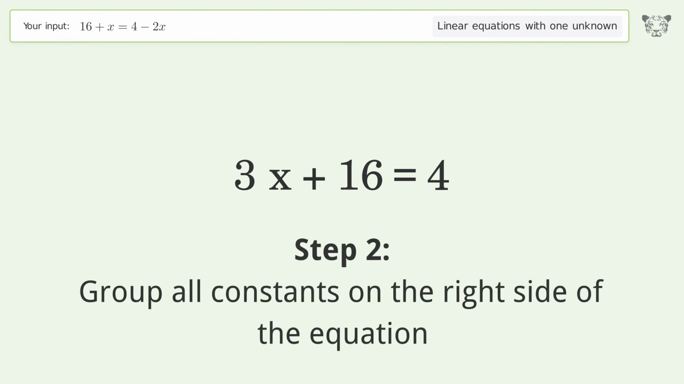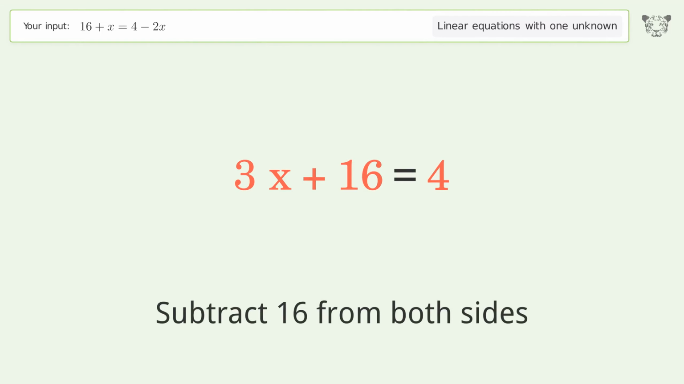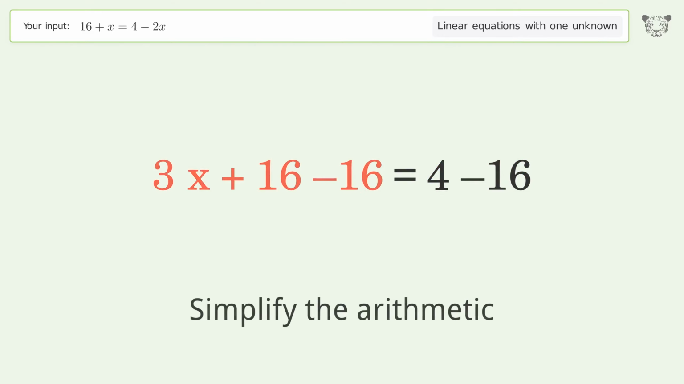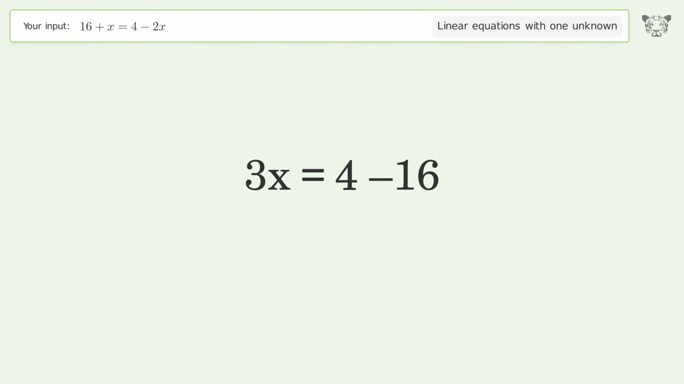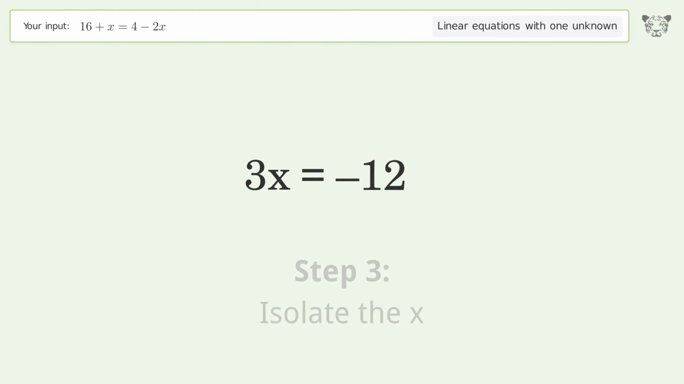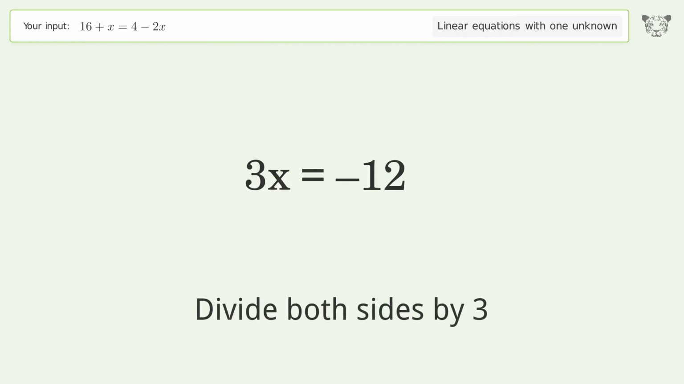Group all constants on the right side of the equation. Subtract 16 from both sides. Simplify the arithmetic. Isolate the x. Divide both sides by 3.